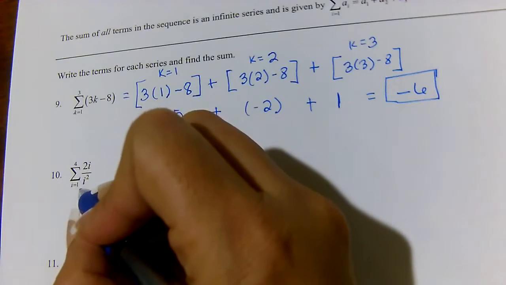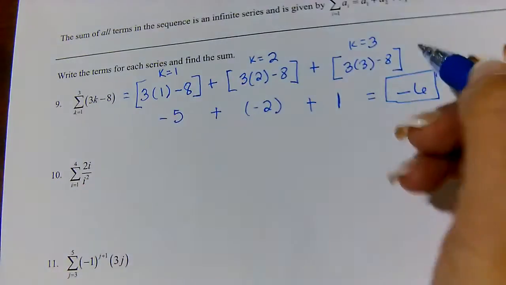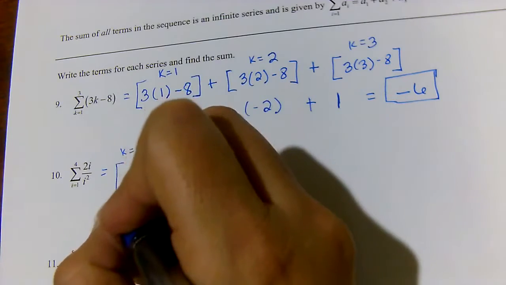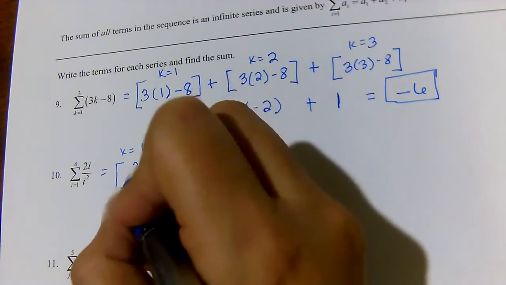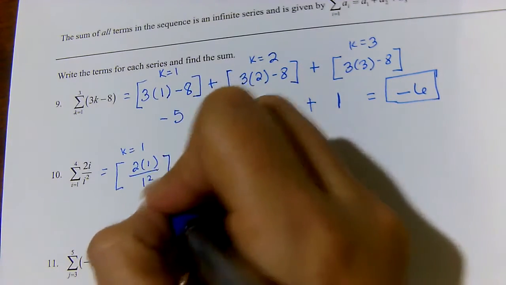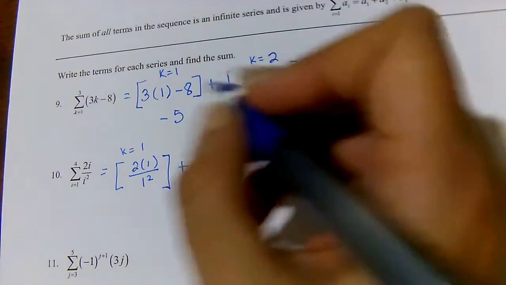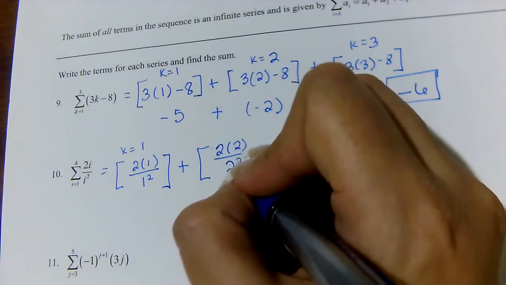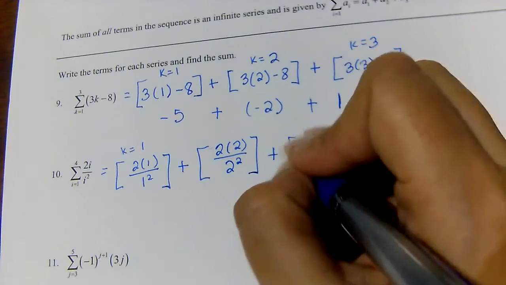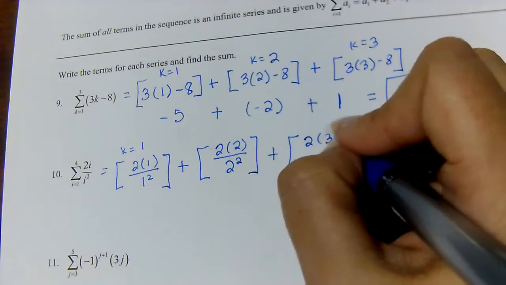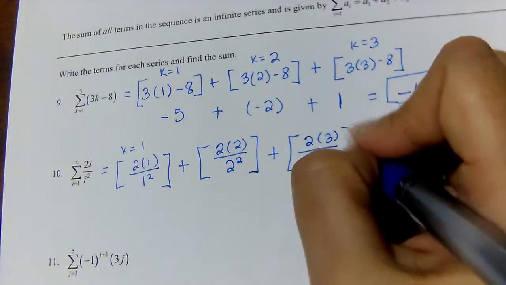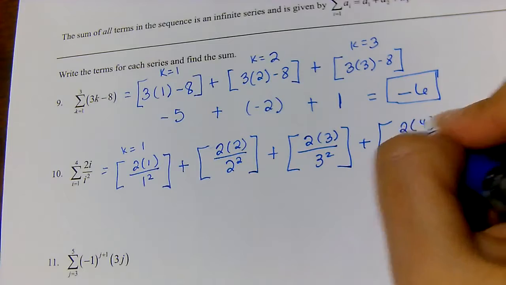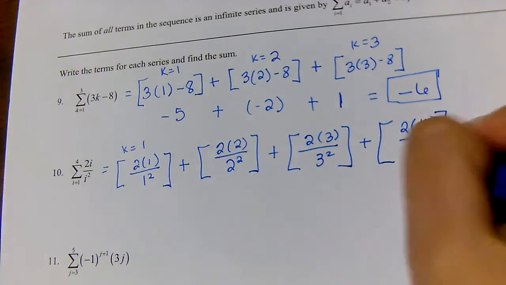Okay. For number 10, we're going to start with k is equal to 1, and we're going to do 4 terms. So let's start. K is equal to 1. 2 times 1 over 1 squared. Plus, I'm not going to write the k's every single time. 2 times 2 over 2 squared. Plus 2 times 3 over 3 squared. Plus 2 times 4 over 4 squared.